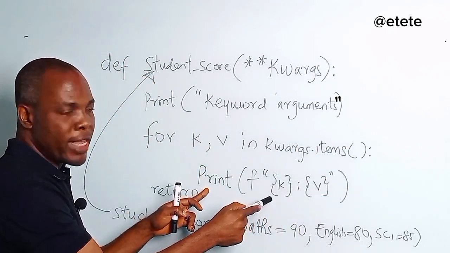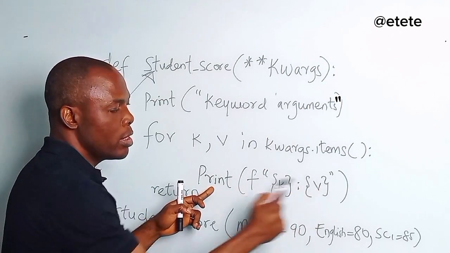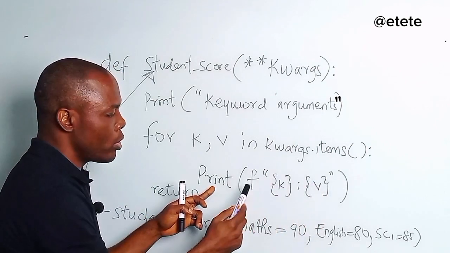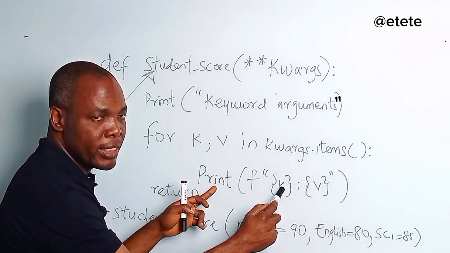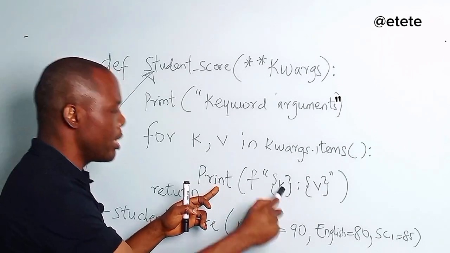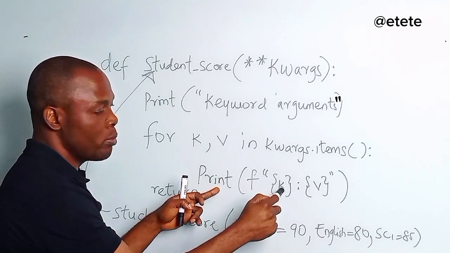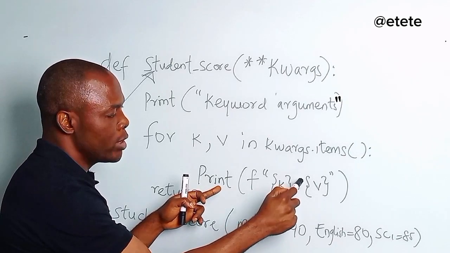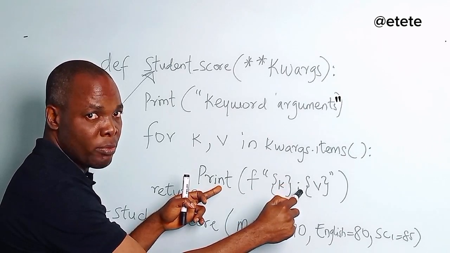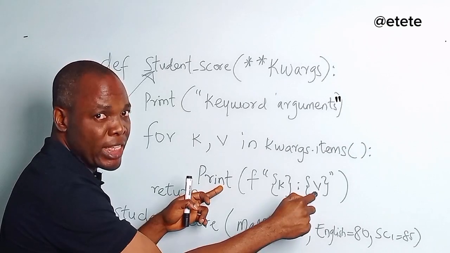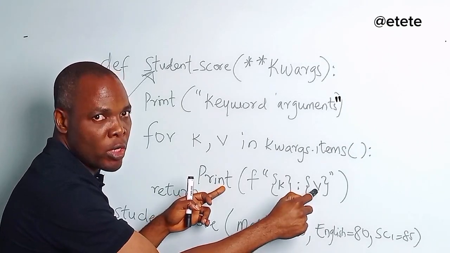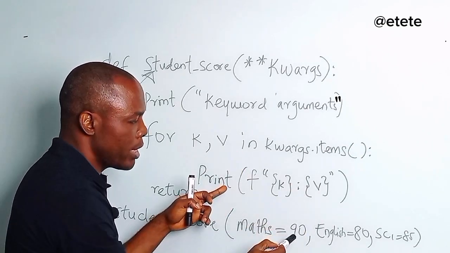And what is the instruction inside the loop? Print out this format string. So what does it do? This is an expression inside it. So this expression is k. So this k, which is math, will be substituted into this place. Then this colon is a string literal that will be printed. Then it goes in here and sees another expression. Inside this expression, what is there? v. So 90 is here.